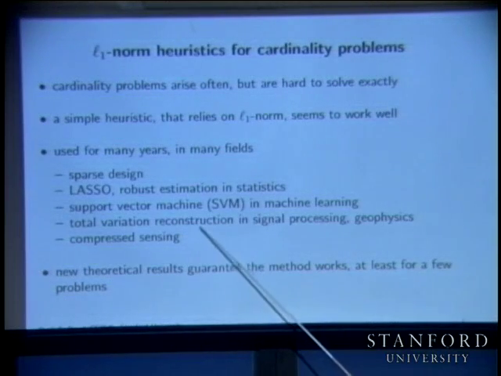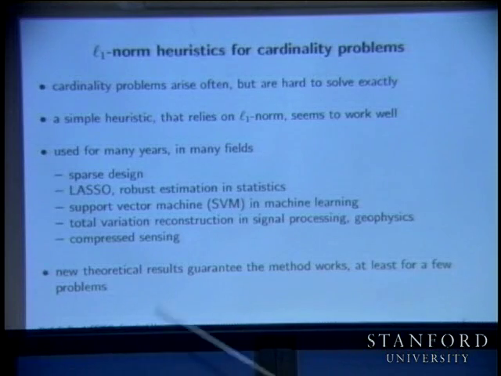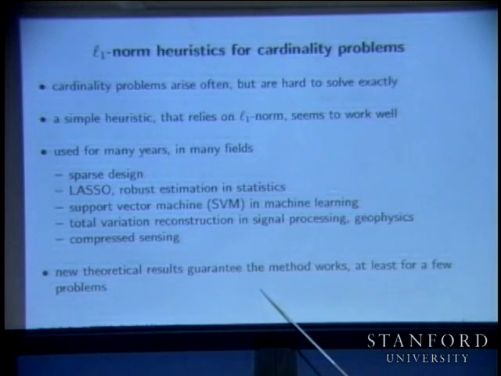It's total variation reconstruction and signal processing in geophysics. This again, like support vector machine, if you see a person who does total variation reconstruction, don't say, oh yeah, that's, or actually do say, oh yeah, sure, that's just an L1 trick, because it'll really piss them off. And compressed sensing, that's the newest name for it. There are some new theoretical results. They are very cool because it really didn't occur to anyone that you could actually say anything about these methods. I'll mention them, but needless to say, that's not going to be our focus.